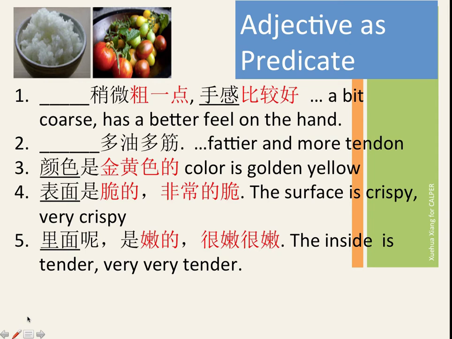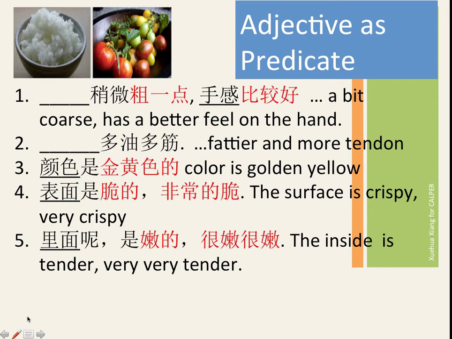Number 4, 表面是脆的. Again, we have a 是, therefore the adjective 脆 has to come with 的. 表面是脆的. So the surface is the crispy kind. 非常的脆, very crispy.